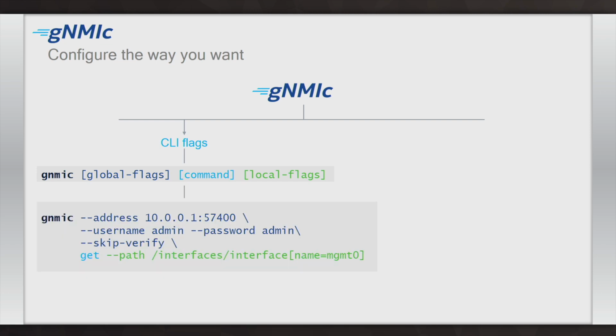So here's an example of a command. This command will connect to router 10.0.0.1 with username and password admin. It will not attempt to verify the certificates shared by the router, and it will try to get the path, or ask the router to return whatever interface management 0 has under it.